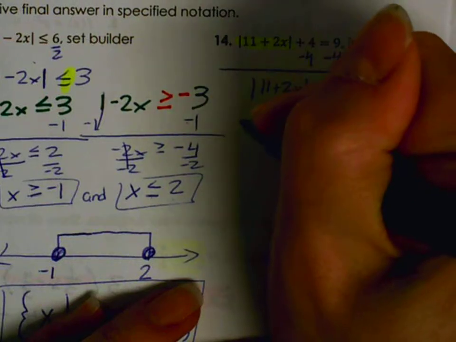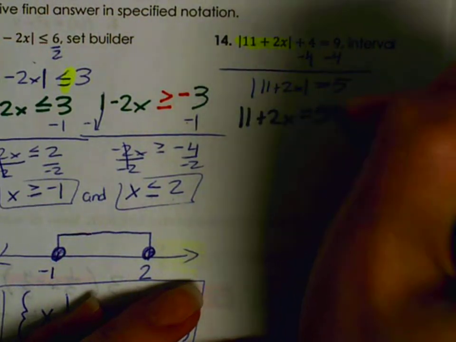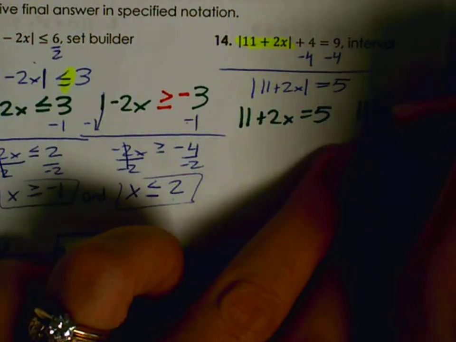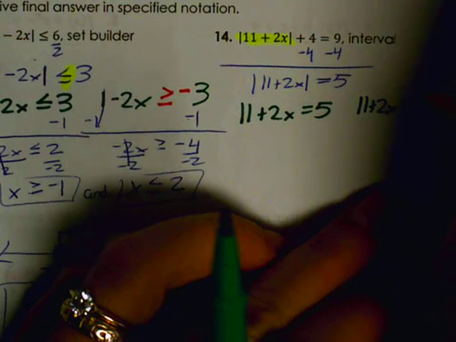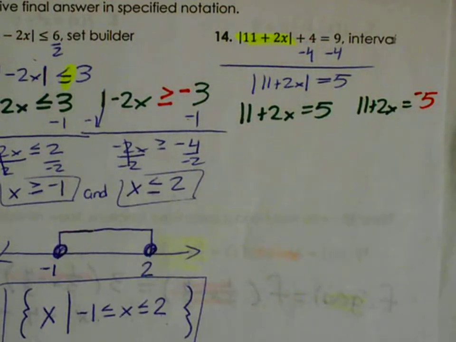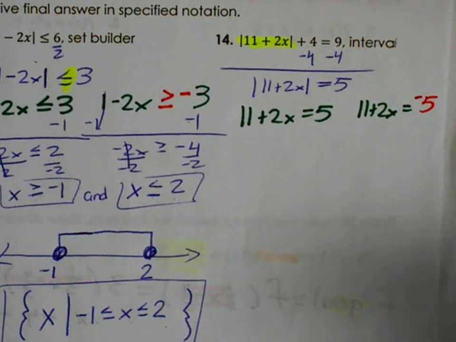I take away the absolute value sign, and the first time I write it exactly as it is, and the second time, for this one, it's not an inequality, I just need to change the sign, right? Because it could equal +5, but it could also equal -5. Because the absolute value of +5 is 5, and the absolute value of -5 is also 5.